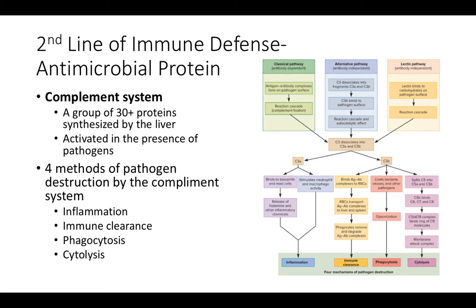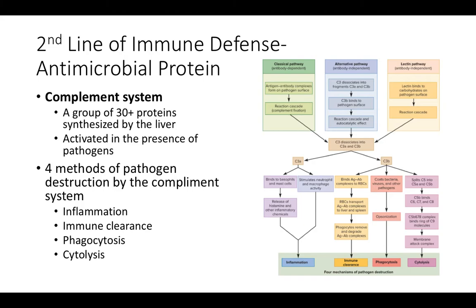And then the other proteins that we're going to talk about are part of something called the complement system. The complement system is a group of 30 proteins that are synthesized by the liver, and they're activated when they are surrounded by pathogens.